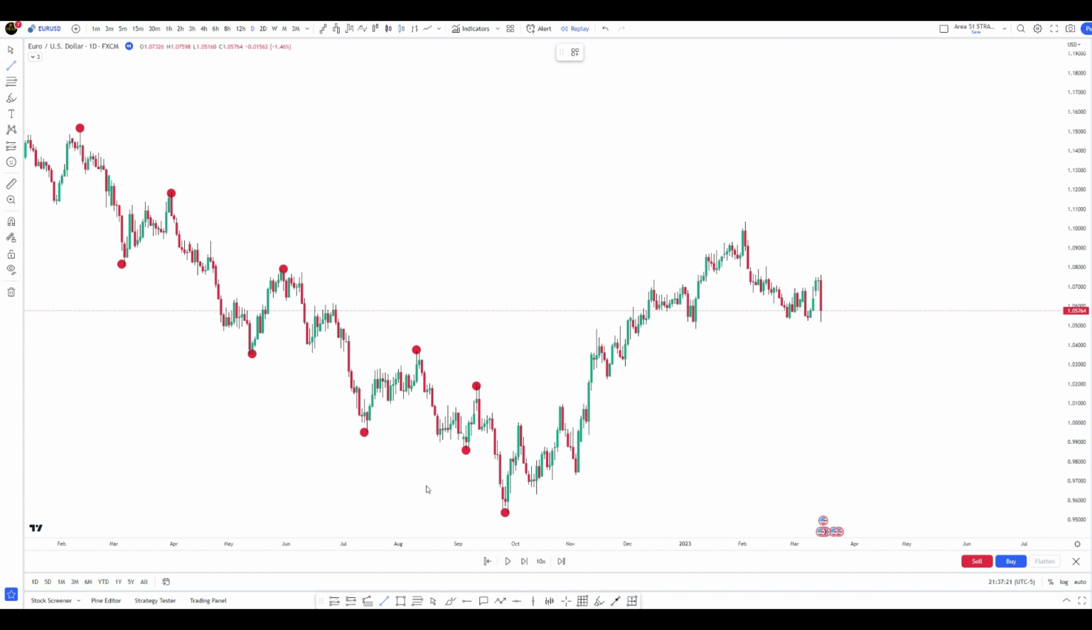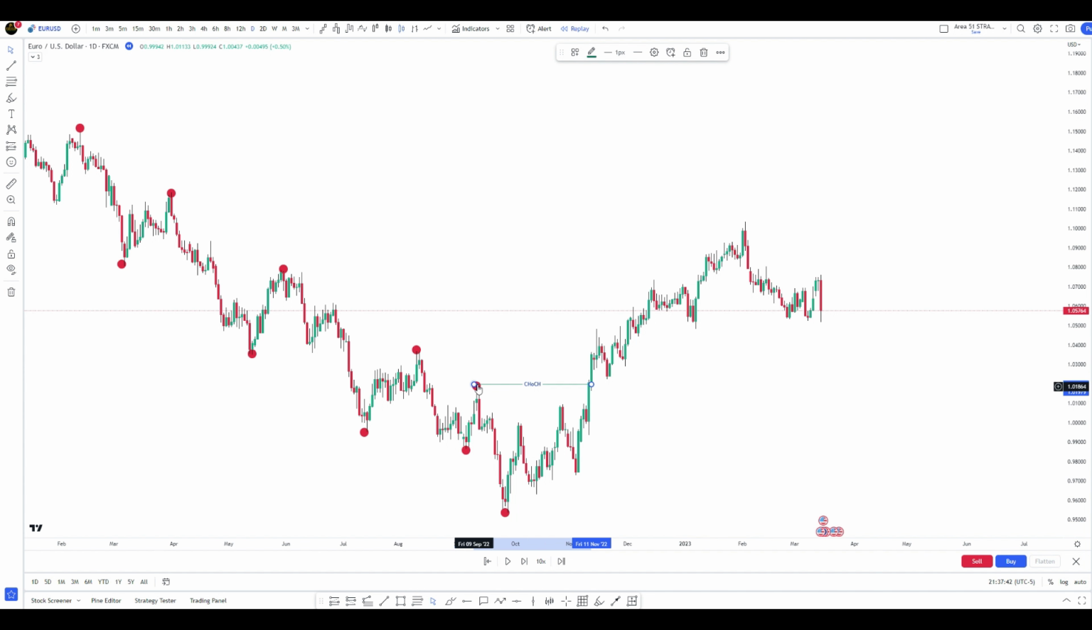So after that, what we're going to be doing here is marking our change of character. So what is a change of character? A change of character simply means a reversal. It is not a fancy thing anyways. It is very easy. It's just a name. A change of character simply means a reversal. So the price went from a downtrend to an uptrend.